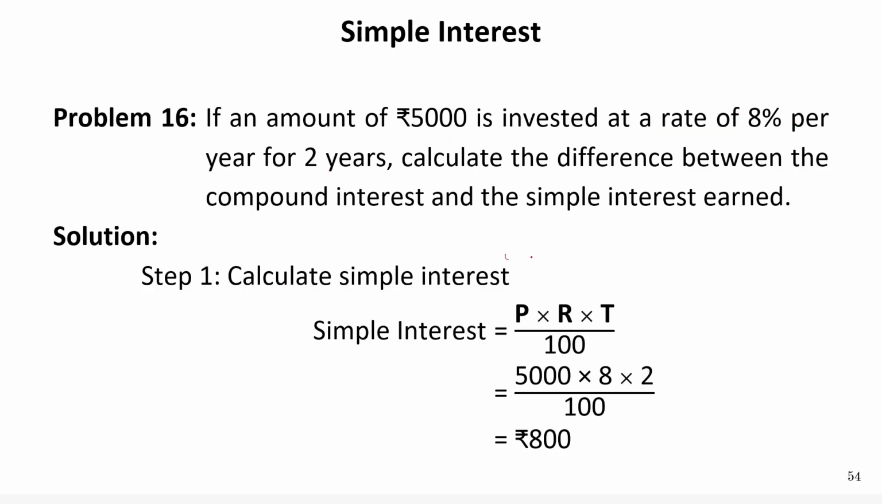Okay, so calculating the simple interest is what? PRT by 100, right? That is the principal amount into rate of interest into time by 100, where the rate of interest is in percentage, that's why we have divided by 100. So 5,000 into 8 into 2 by 100. So it will be what?